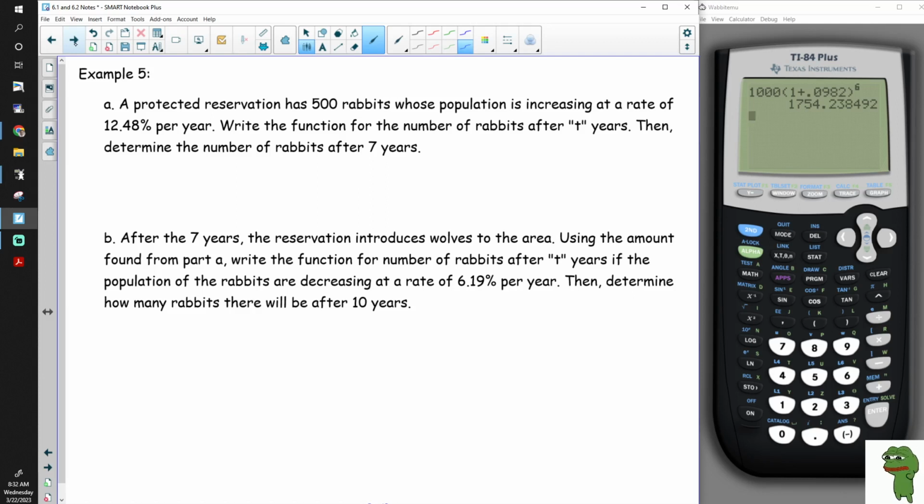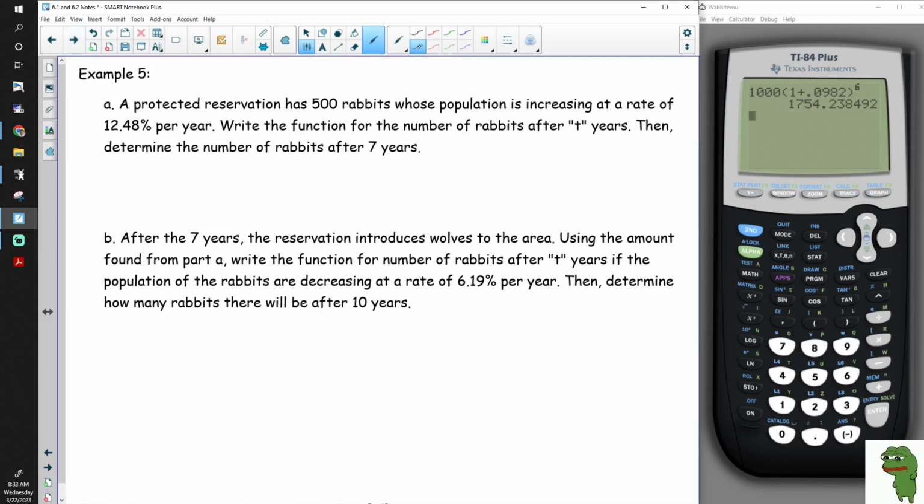Okay, we have a two-part problem. Here's a real-world example of how population control is done in places like national forests and protected land. A protected reservation has 500 rabbits whose population is increasing at a rate of 12.48% per year. Write the function for the number of rabbits after t years, then determine the number of rabbits after 7 years.